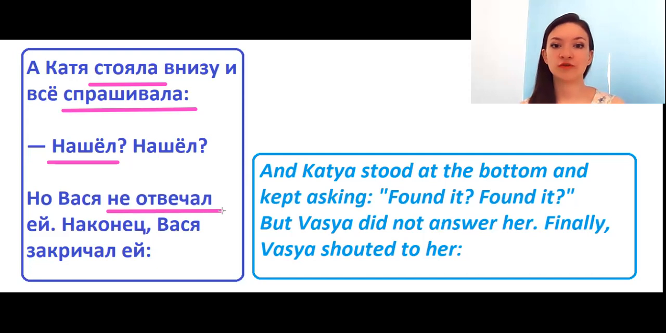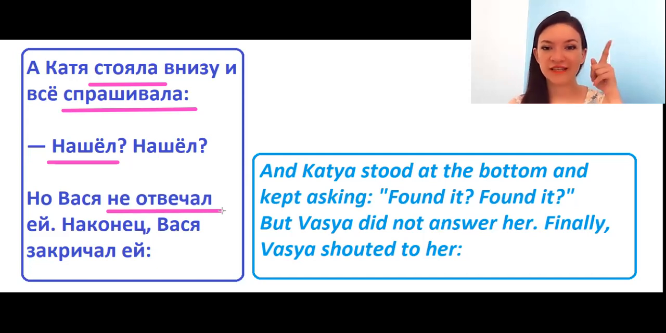Here is imperfective because of a very interesting situation in Russian language: she asked him many times, спрашивала, and he didn't answer her. So many times she asked and many times he was silent. He was keeping his silence, yeah? That's why we use imperfective verb aspect here.